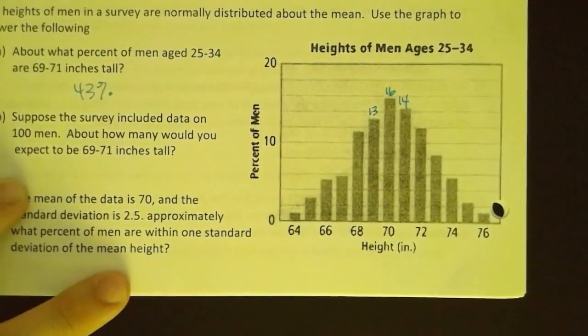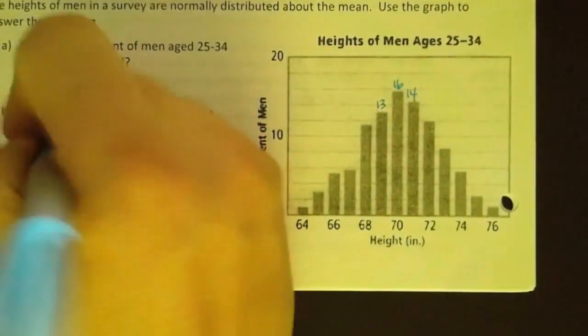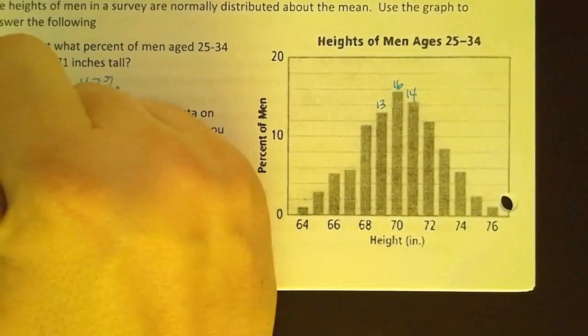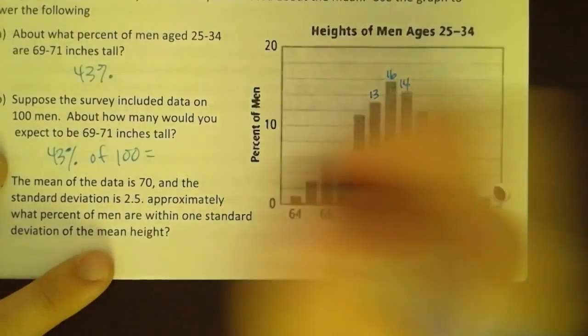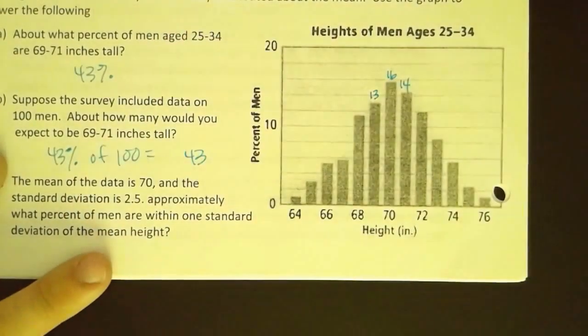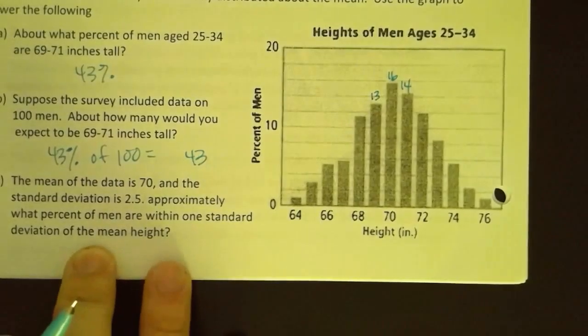Suppose the survey included data on 100 people, 100 men. How many men is this talking about? So we need to see what is 43% of what? 100. Nice thing is 100, it's 43. If it were 200, you would do 43% of 200 or 500. So they surveyed and 43 men said they were in that range.